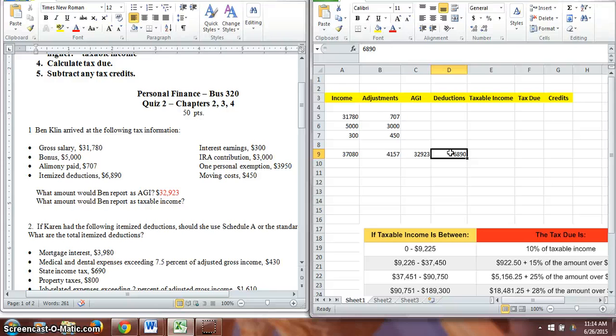Oops, one other thing is deducted here besides itemized deductions, and that would be the personal exemption. Okay, personal exemption, I'm going to put 6,890 up here. Personal exemption is 3,950. Remember, personal exemption goes both ways, for the standard deduction and for itemized deductions. So let me add these up.